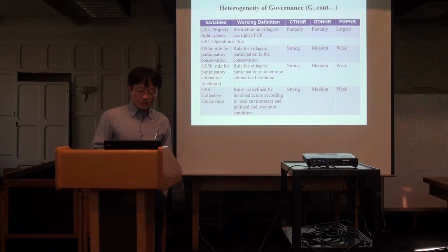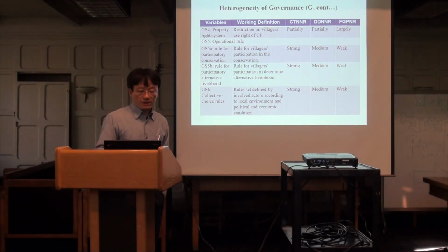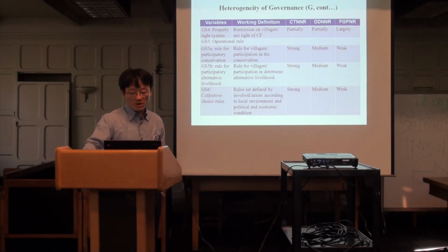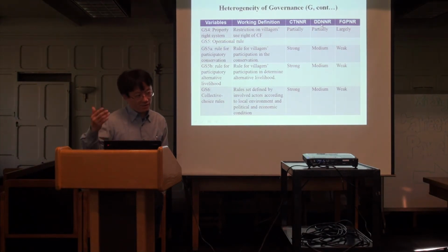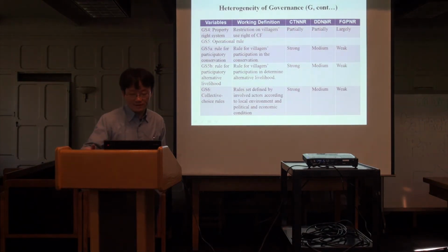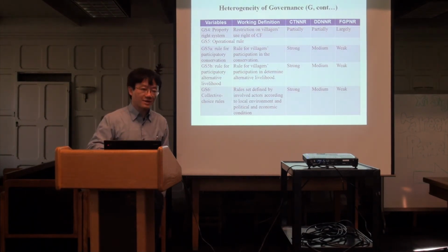Besides, there are the property right system and operational rules and some other factors in the governance. You might find that the rule for the first is very strong, for the second is middle, and for the third is very weak. This means the rules and the procedures given by the governance play different roles in the three different nature reserves and their nearby communities.